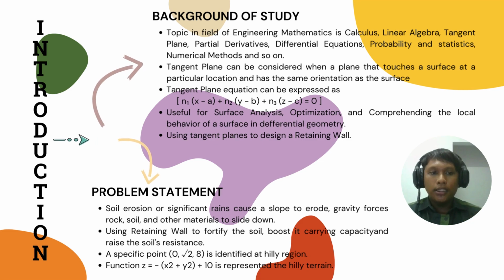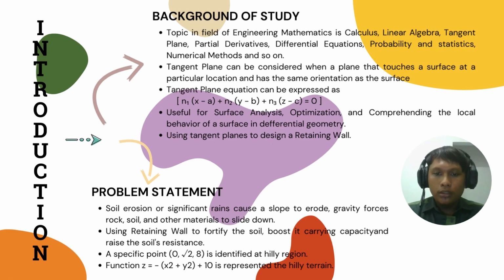Next, the tangent plane equation can be expressed as n1(x minus a) plus n2(y minus b) plus n3(z minus c) equals 0. The tangent plane equation is useful for surface analysis, optimization, and comprehending the local behavior of a surface in differential geometry. For our project, the tangent plane will be used to design a retaining wall to mitigate the risk of soil erosion and maintain stability in a region.